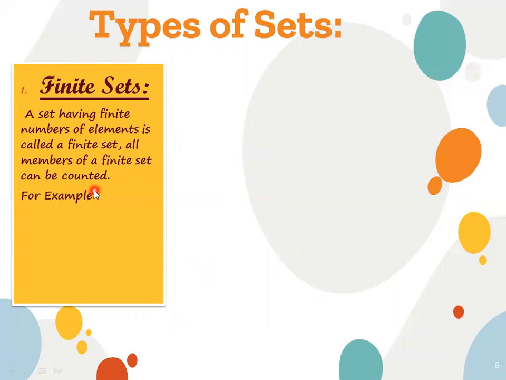Just suppose, for example, set A is equal to A, B, C, D. Here you can count the members or the elements of this set. How many members are here? 1, 2, 3, 4. So there are 4 elements of this set, so you will say that it's a finite set. Another example is 1, 2, 3, 4, and so on, but it will end at 100. You can also count these numbers from 1 till 100, so you will say that it's a finite set. When you can count the members or elements of the set, you will say that the given set is a finite set.